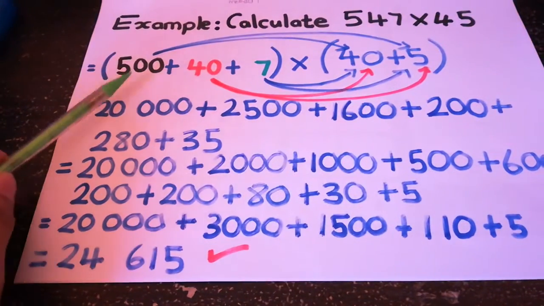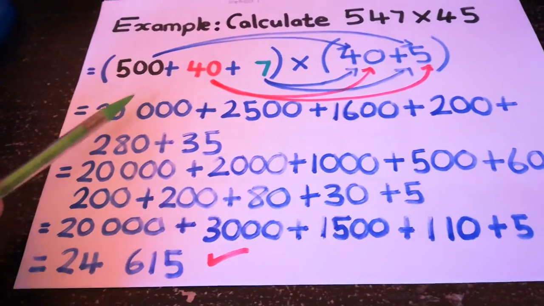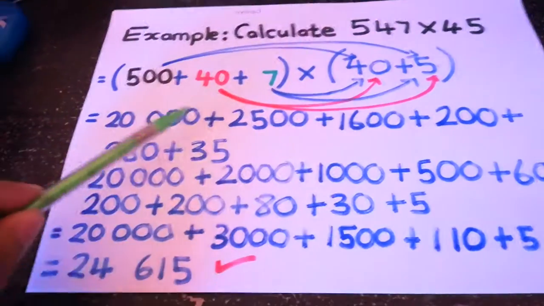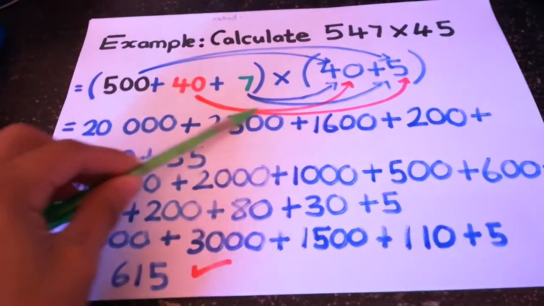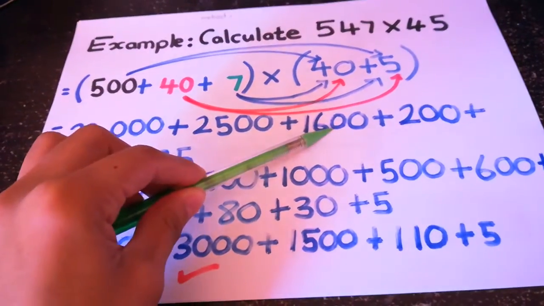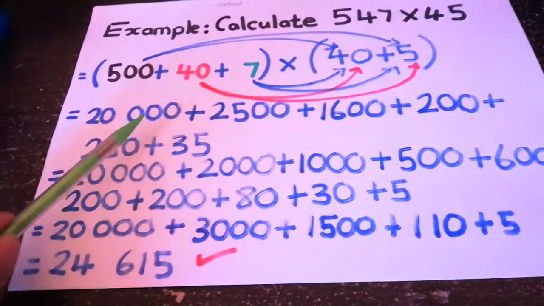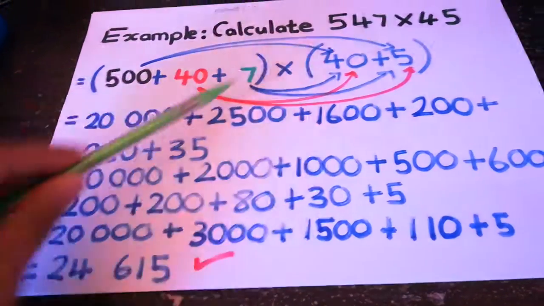So as you can see, I got my answers. 500 times 40, 20,000. 500 times 5, 2,500. 40 times 40, 1,600. 40 times 5 is 200. 7 times 40 is 280. 7 times 5 is 35.